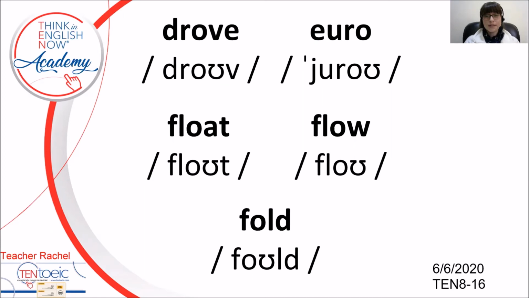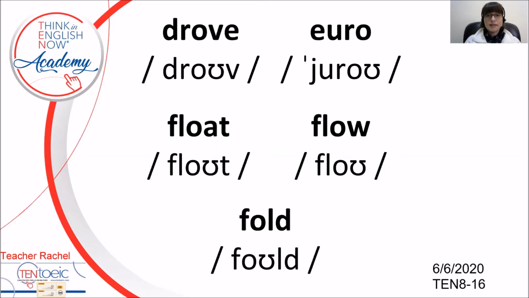Float. This is an action, and one definition is when you're able to go on top of the water. So here's the water, and you can float on top of the water. So you lie down and you don't sink or go under the water. You're on top. Flow. This describes water in a river or a stream. So the water flows down the river. So maybe it goes fast, maybe it flows slow, but it describes the movement of the water.